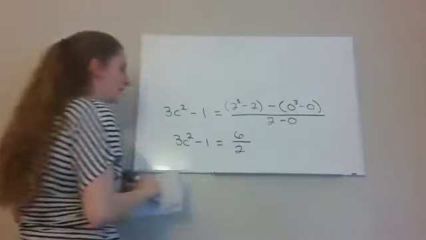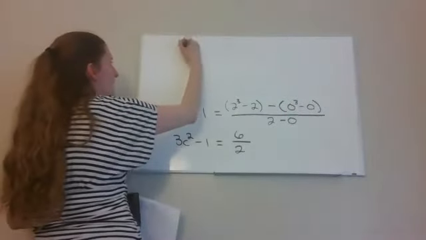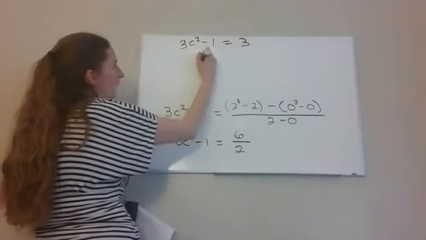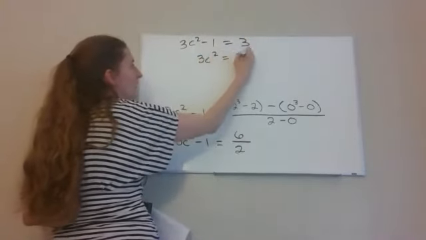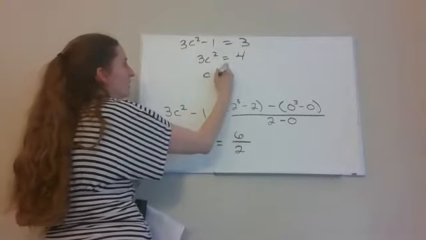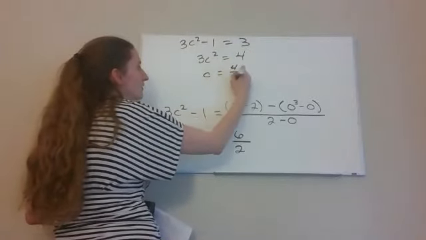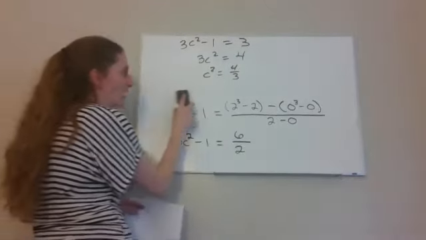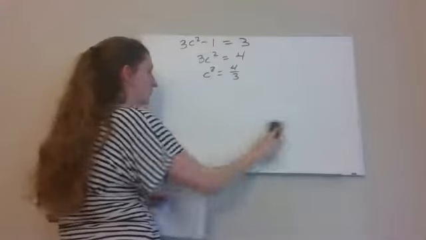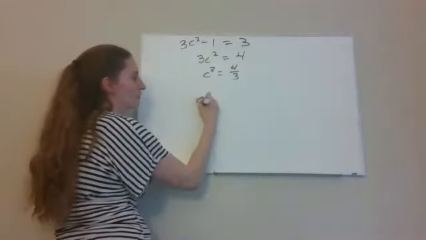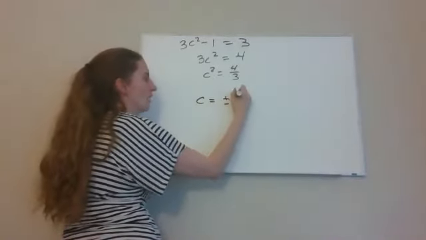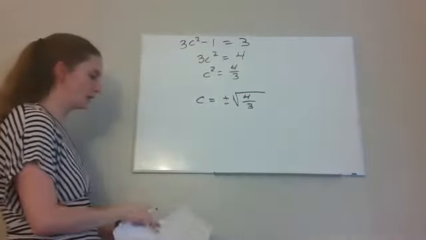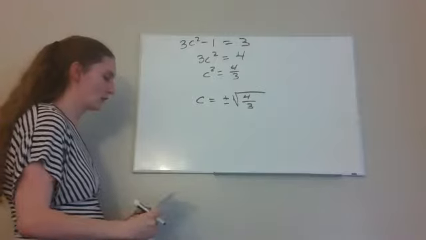Let me simplify that 6 over 2. That happens to be 3. And then I would add 1 to the other side and divide by 3. Then to find my C value, I just have to take a square root. And we know when we take a square root, technically we need to do plus or minus the square root. So I get plus or minus the square root of 4/3.